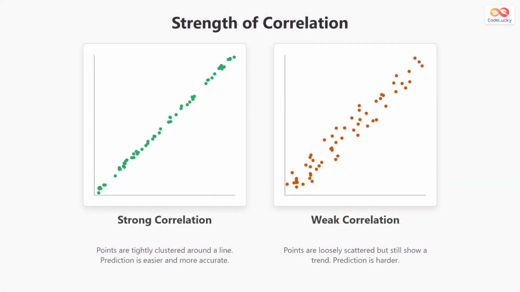The strength of the relationship matters too. If the dots are tightly clustered together in a clear line, we call it a strong correlation. This makes it very easy to predict future values. If the dots are loosely scattered but still show a general direction, it is a weak correlation.